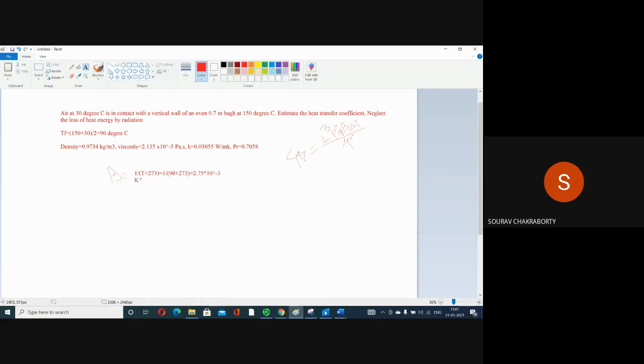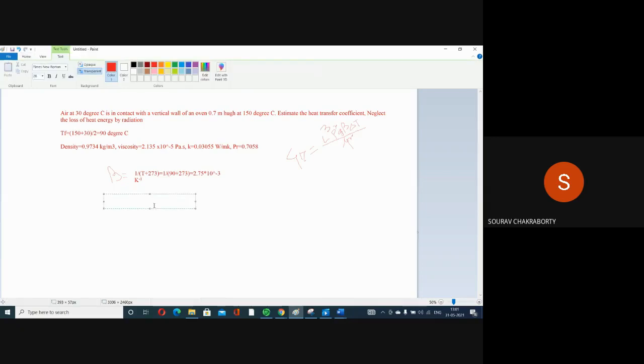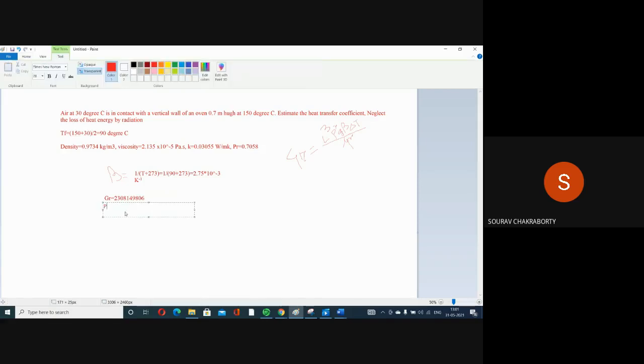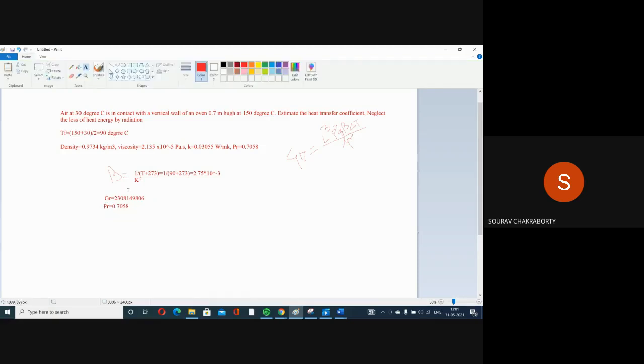So all these values you can put here now, and you can get the value of Grashof number equal to 2308149806. We have this Grashof number, and the Prandtl number we already calculated from the standard properties table. So from the standard chart for a vertical wall, for this Grashof number and Prandtl number, we can get the values of a and m.